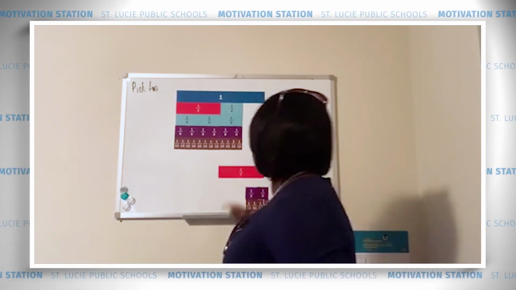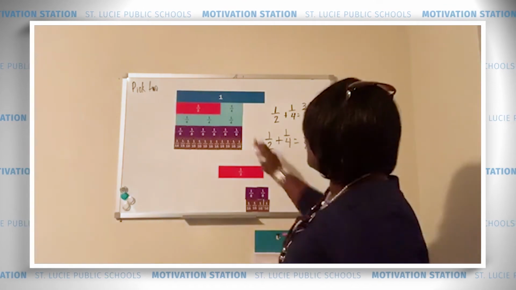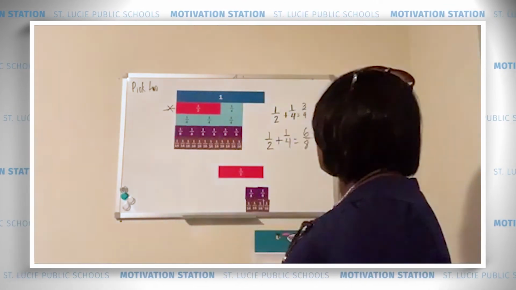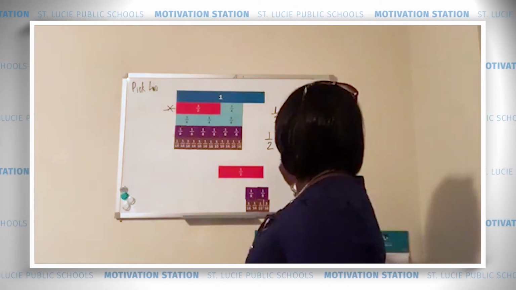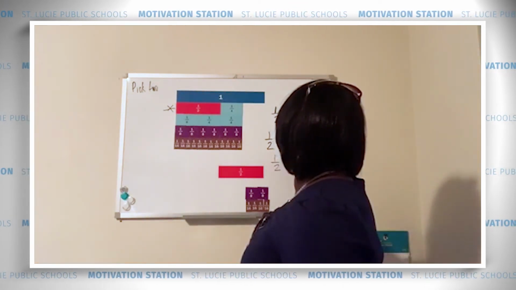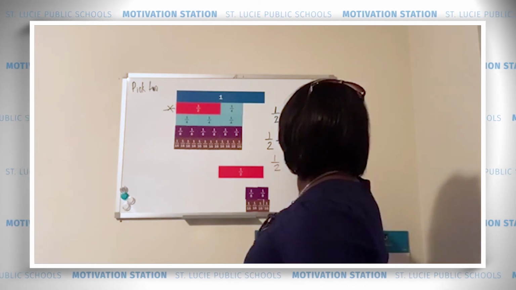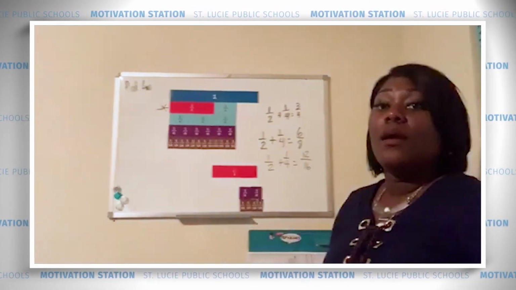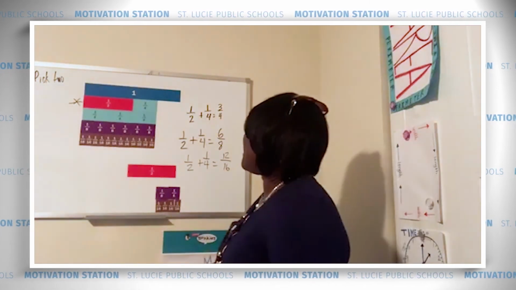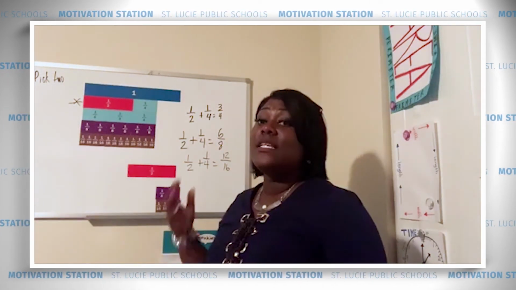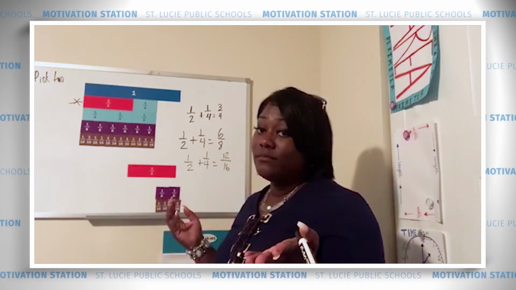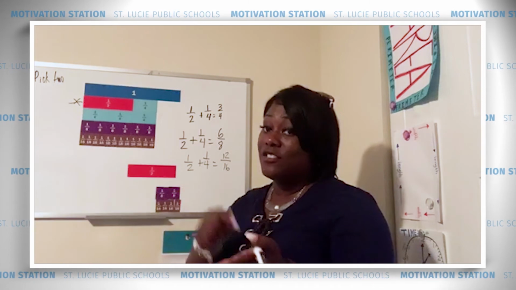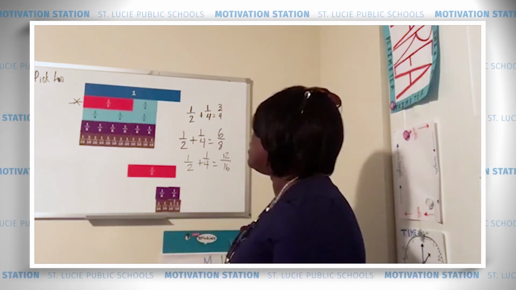Wow, 12/16. So we're going to go with our original expression here. 1/2 plus 1/4 is equivalent to 12/16. And a lot of times we talk about if a fraction is equal to this fraction, then that fraction is equal to all the other fractions that are also equal to that fraction.